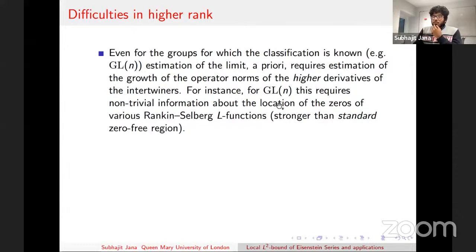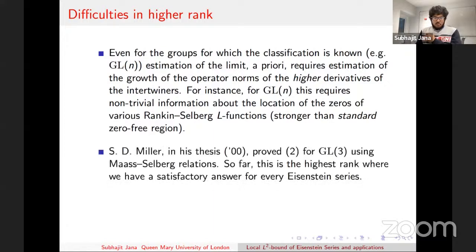The problem is that we do not know good estimates for those higher derivatives of the intertwining operators. We only know good estimates for the first derivative of the intertwining operators. And those are essentially given by, as you saw in the Riemann zeta function case, the standard zero-free region of the various Rankin-Selberg L-functions. And what we need for a priori higher derivatives is some stronger result than the standard zero-free region, which is unknown. So there are severe major difficulties even for GL3 or GL4, let's say.